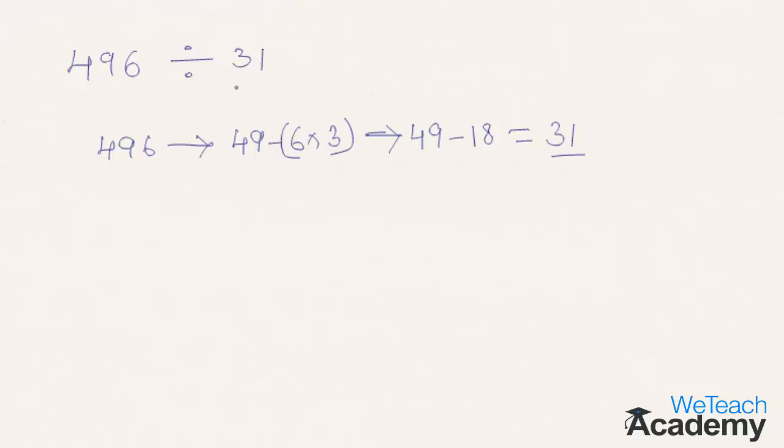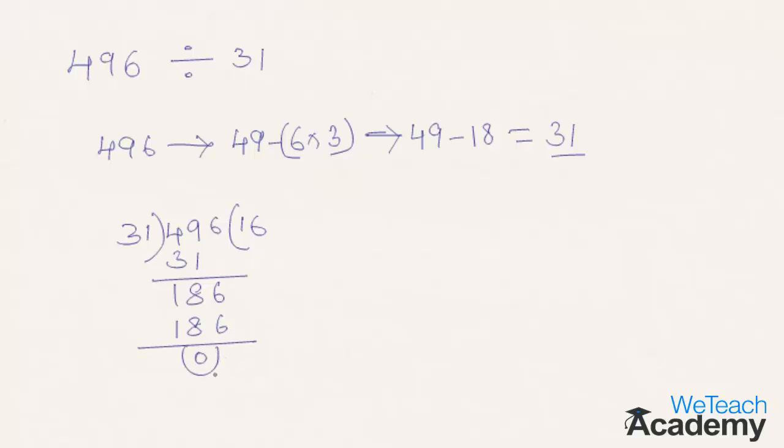Now let us divide this number by 31 to know whether it is exactly divisible by 31. 31 one time is 31. Here we get 18. Bringing down the next digit 6, we get 186, and 31 6 times is 186. Here we get 0 as remainder, so the given number is divisible by 31 exactly.